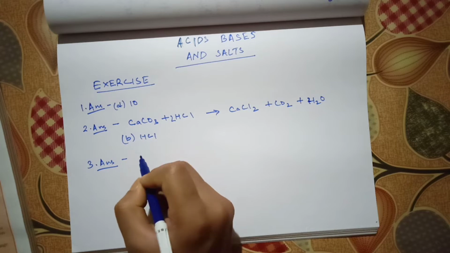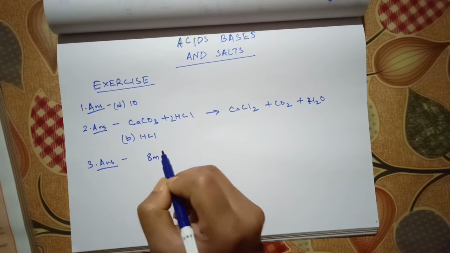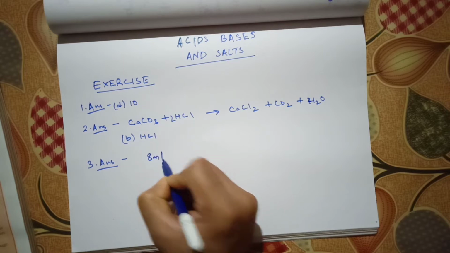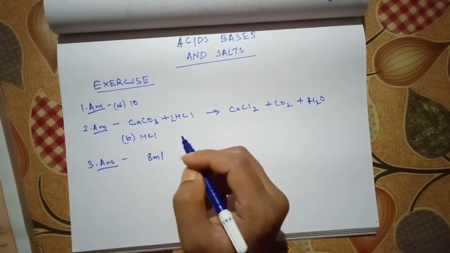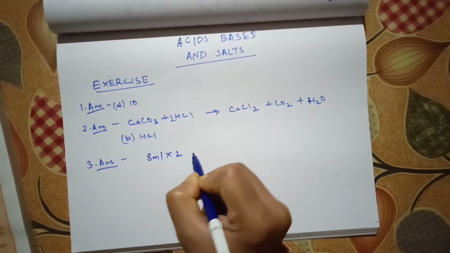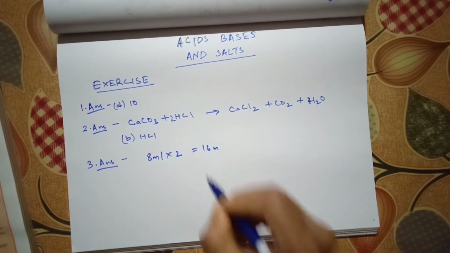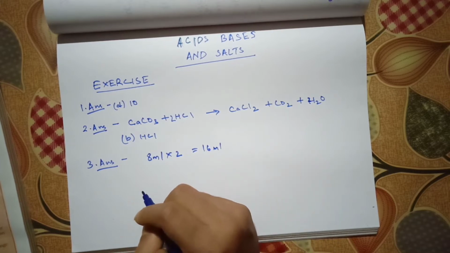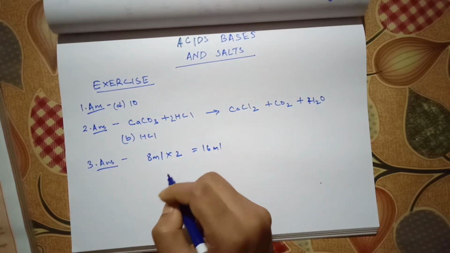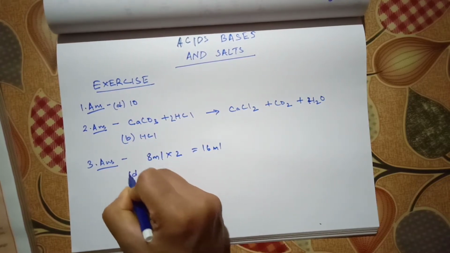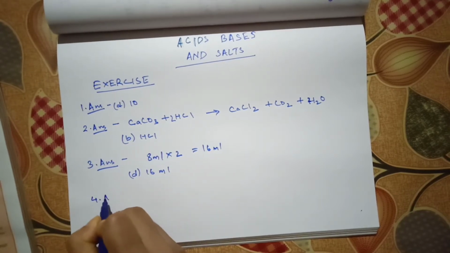So for 10 ml of NaOH they are giving 8 ml of HCl. Here we have been asked for 20 ml of NaOH, so we will be multiplying this. So the answer comes out to 16 ml. The options were given: A 4 ml, B 8 ml, C 12 ml and D 16 ml. So the answer is D, 16 ml. Now moving to the next question.